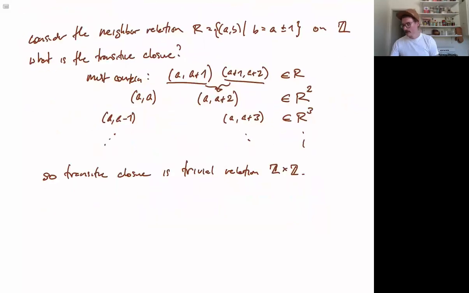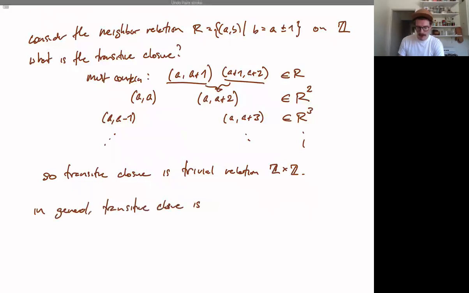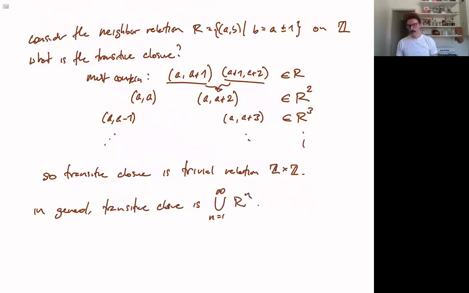And in general, writing things down this way is exactly how you get the transitive closure in general. So the transitive closure is given by taking the union of all the powers of your relation.